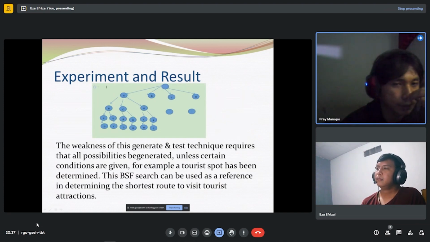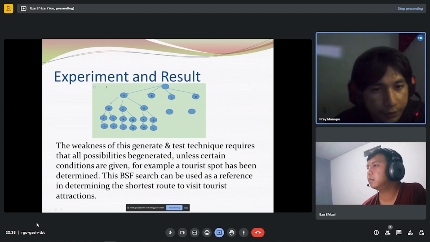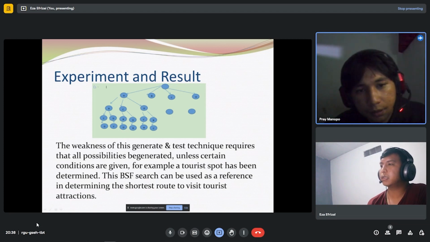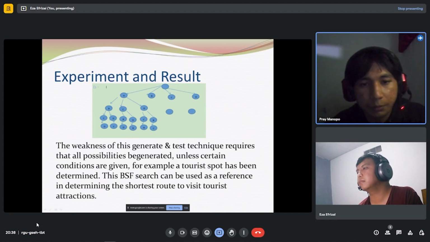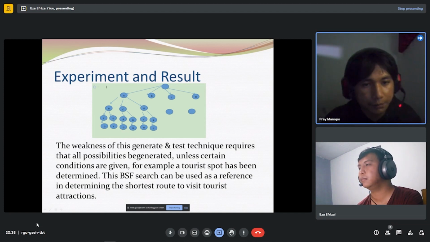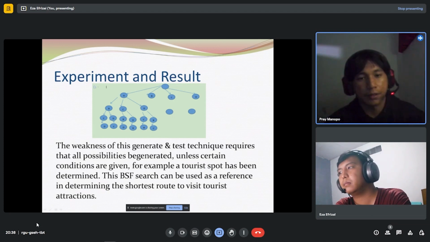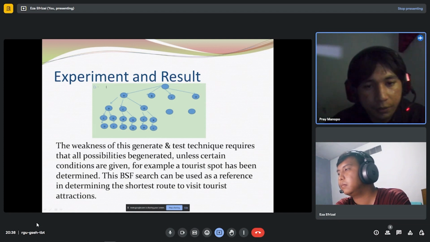Now, this is the decision tree, and the weakness of this generate and test technique is that it requires all possibilities to be generated unless certain conditions are given. For example, a tourist spot has been determined, and this BFS search can be used as a reference in determining the shortest route to the tourist attraction to be visited.